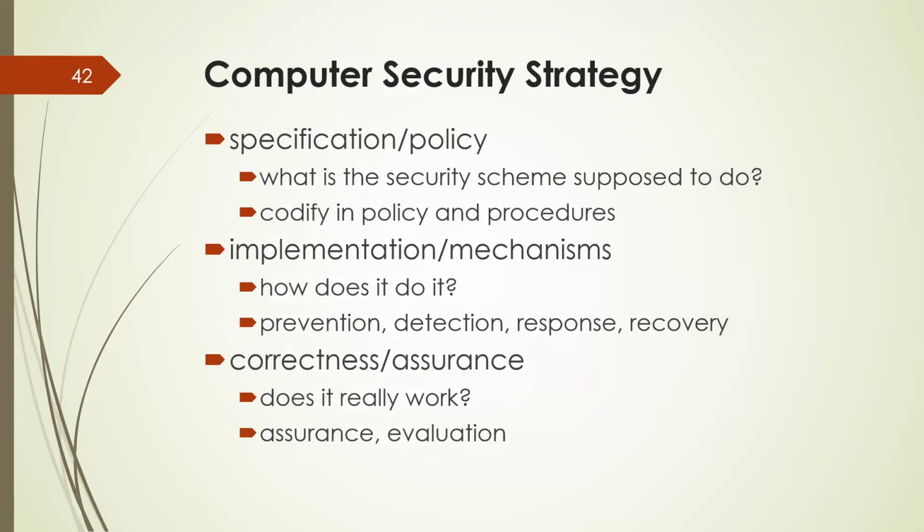What strategies do we have? We mentioned some of them. Number one is having specific policies. Policies give you the procedures, tell us the do's and don'ts, and the steps on how to do this and the other. Those are the procedures. Implementation and mechanisms is the next one. How does it do it? By prevention, detection, response, and recovery.